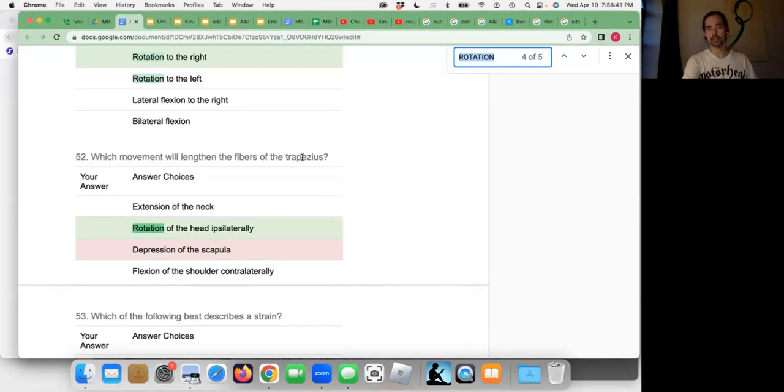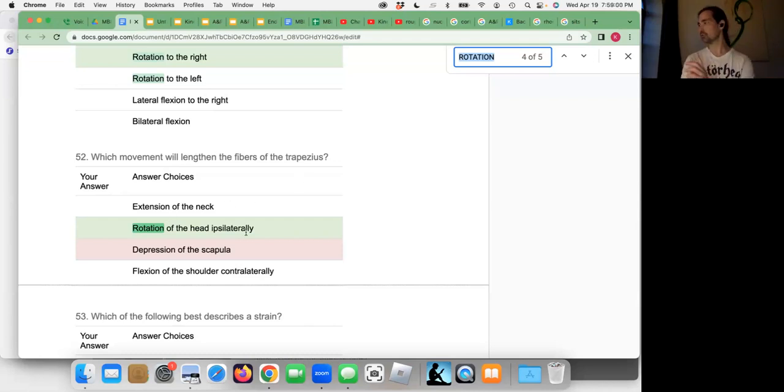Which movement will lengthen the fibers of the trapezius? It's not very nice. They don't tell you which section of the trapezius. Okay, but let's take a look. The extension of the neck, rotation of the head ipsilaterally. Which movement will lengthen the fibers of the trapezius? Rotation of the head ipsilaterally.